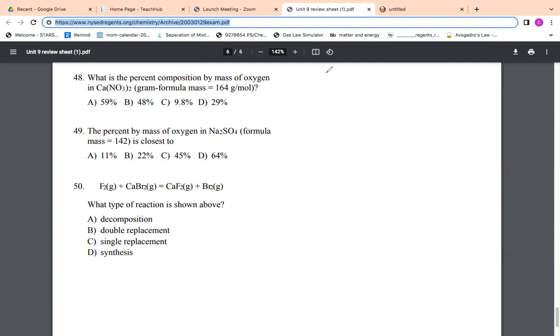And again, to decide if a single replacement reaction will work, the element that is by itself needs to be more active than the thing it is trying to kick out of the compound. Okay, and that can be found on table J.